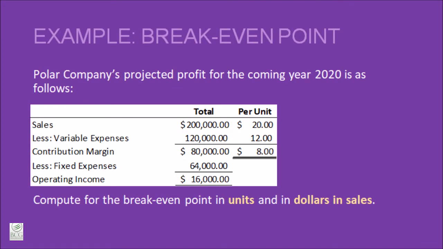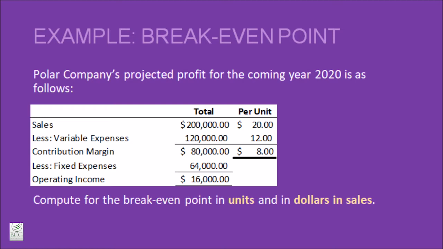We have here an example for break-even point. Polar Company's projected profit for the coming year 2020 is as follows. We're given the sales, variable expenses, contribution margin, fixed expenses, and operating income. This will be easy for you to compute since the total sales, total amount, and also the per unit figures are already given. We're asked to compute the break-even point in units and in dollar sales.